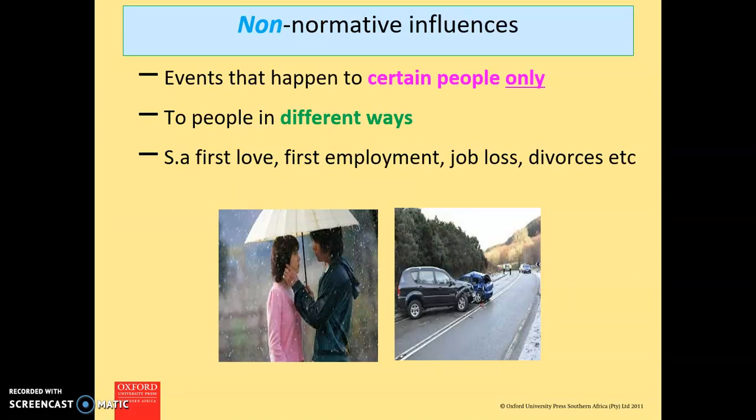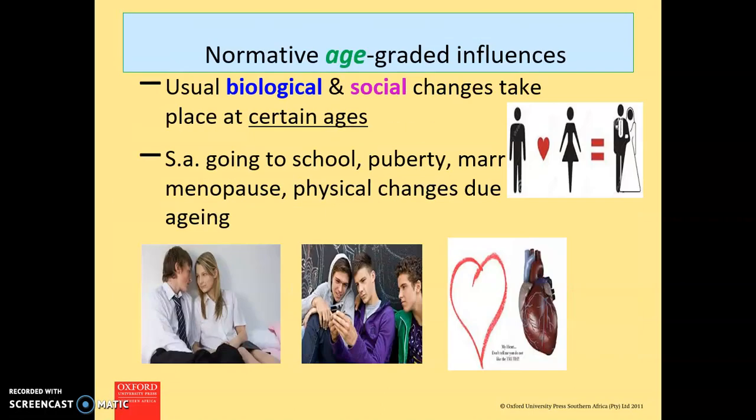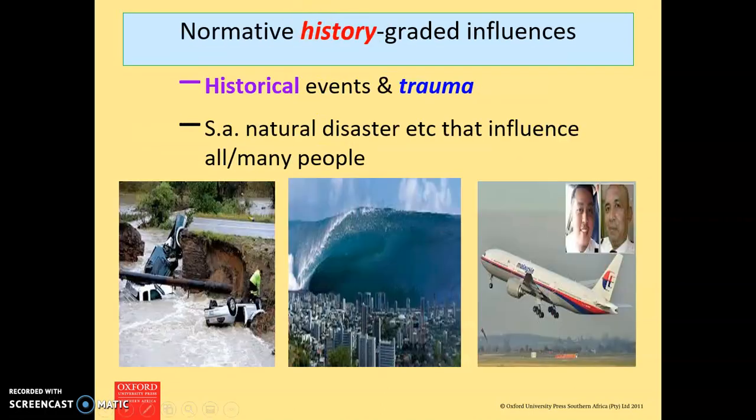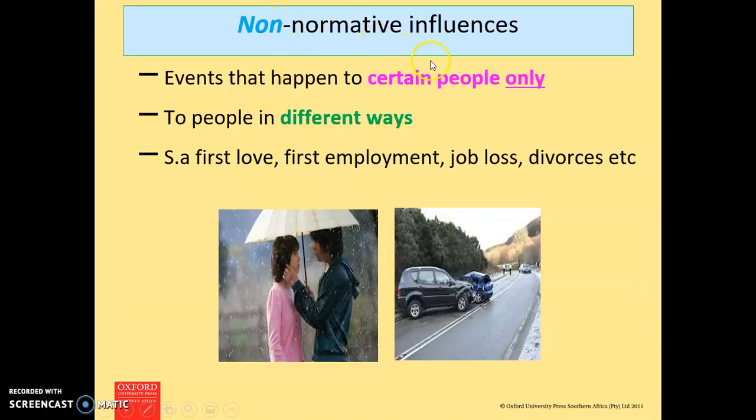Non-normative influence refers to events that happen to certain people only. Normative age and normative history happen to many people. But non-normative influence happens only to certain people, not all people, and in different ways. For example, with first love, many people have experienced a good first love, and many people experience a bad first love. So the experience is different.